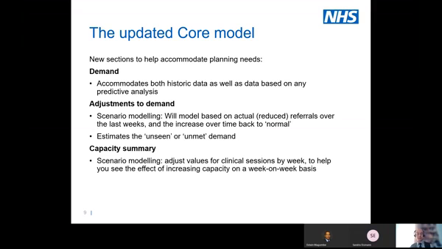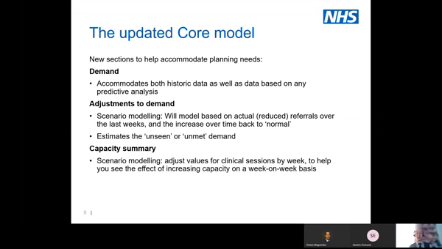So in the first instance, we're looking at demand. And of course, typically when we talk about forecasting demand, we need some historic data so that we can use that to make some educated guesses, which is basically what a prediction is, about what's going to happen next. With COVID and the change in how we're actually running our operating models, there's obviously a lot more information out there in terms of what trusts are putting together for their own predictive analysis. And so in order to accommodate some of this additional information, we're allowing both historic data as well as predictive forecasts that you might have developed yourself to be entered into the demand section.